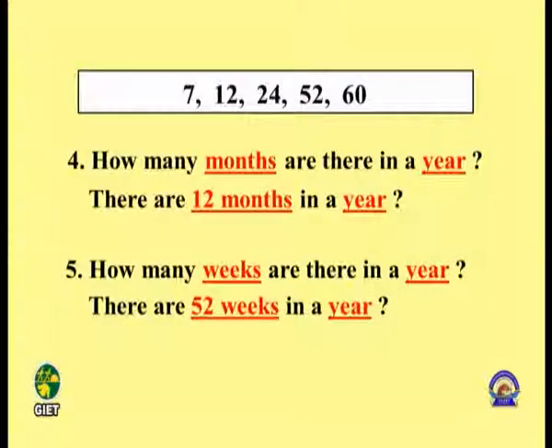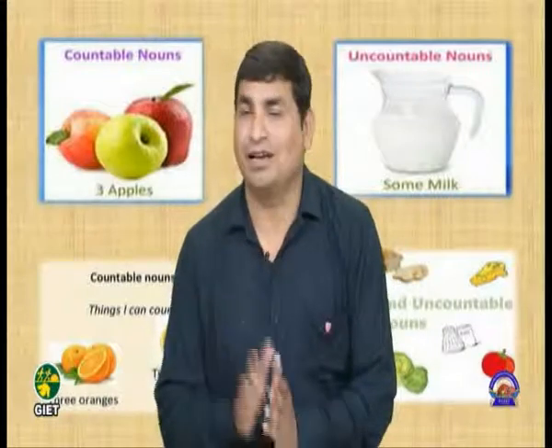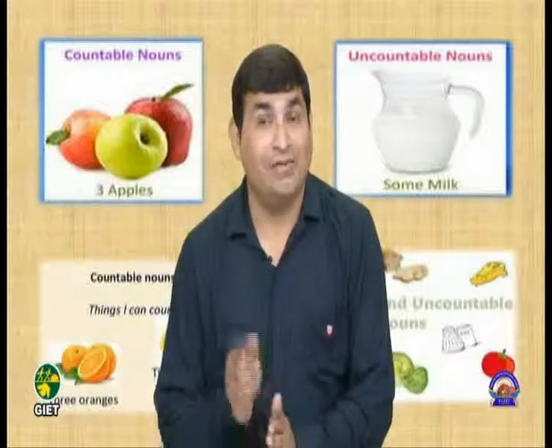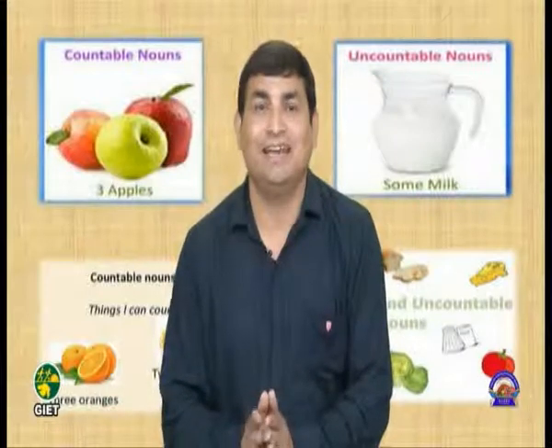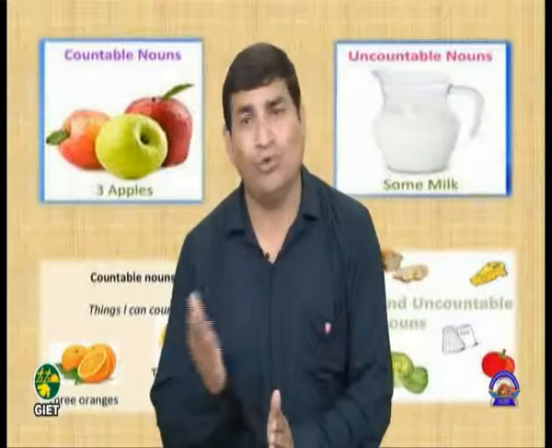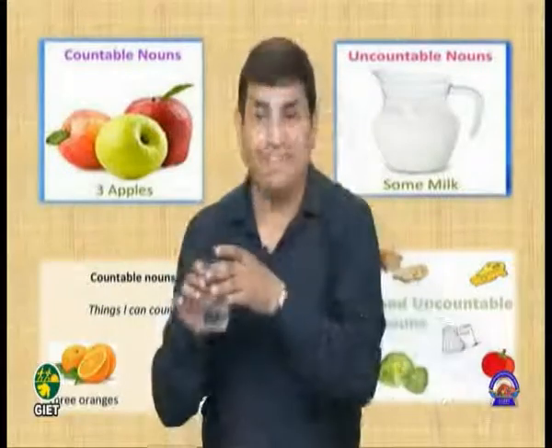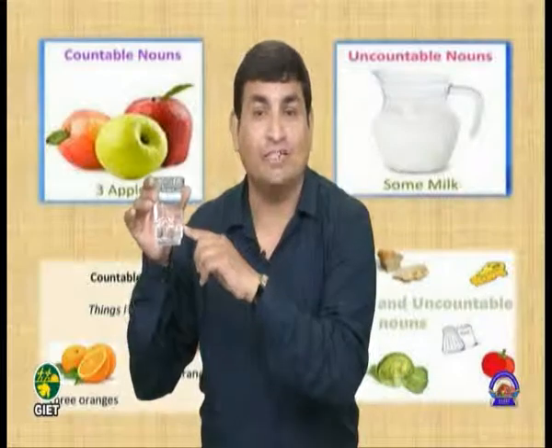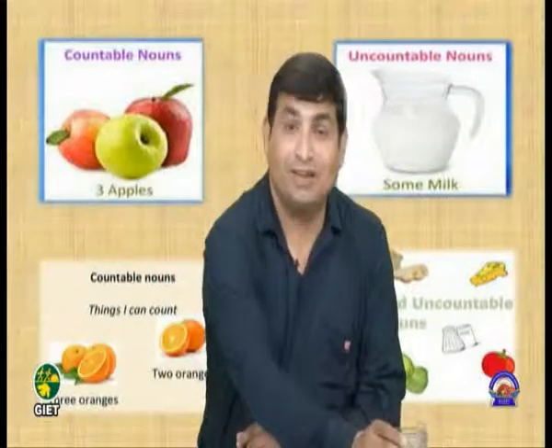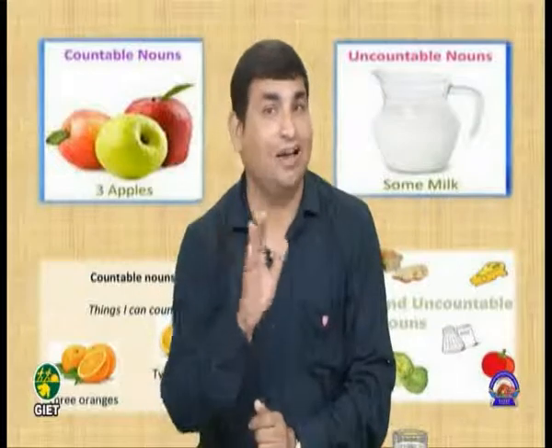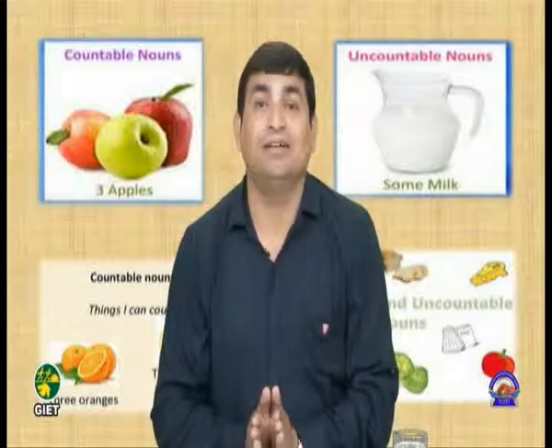Very fine. Dear students, we have already learnt about countable things and uncountable things. Here, our next activity is related with the same thing. But before moving to that activity, let's understand what is countable and what is uncountable. These are pens. We can count them. But see, there is some water in the glass. Can we count the water? No, we cannot count water. That means it's uncountable, and we can count the pen. That means pen is a countable thing.